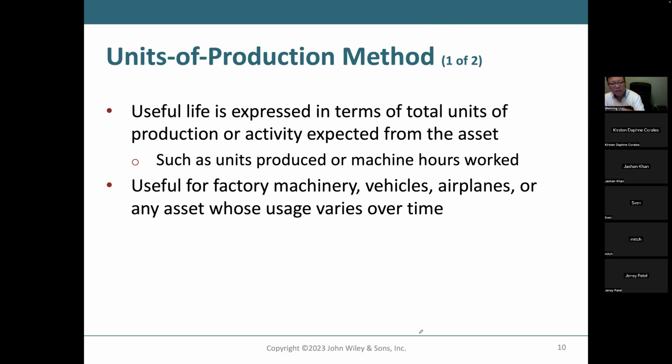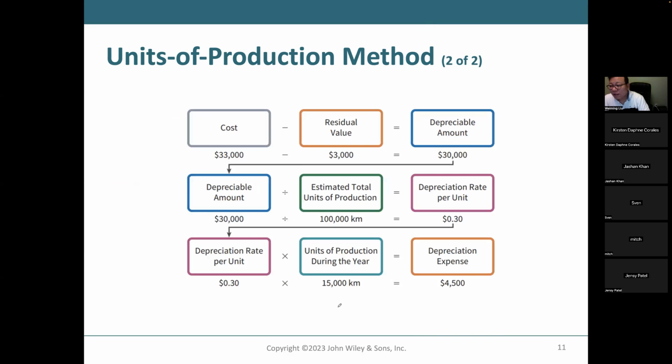So that's called the units of production method. Let's take a look at this question. First, you use cost, your initial value minus your residual value. That's your final value. So you calculate the depreciable amount is $30,000. The car can be driven for only 100,000 kilometers, so I use the depreciable amount divided by the total units of production. I figured out for each kilometer, the depreciable cost would be 30 cents.